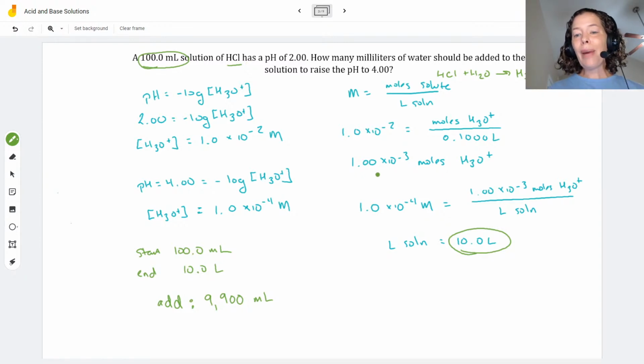So remember, my number of moles of hydronium, or my number of moles of hydrochloric acid, because they're the same here, stayed the same from my pH of 2 to my pH of 4. All I changed was the amount of water in solution, or my total volume of solution. So it takes a lot of water to dilute hydrochloric acid down because it is a strong acid. Okay, all right, good.